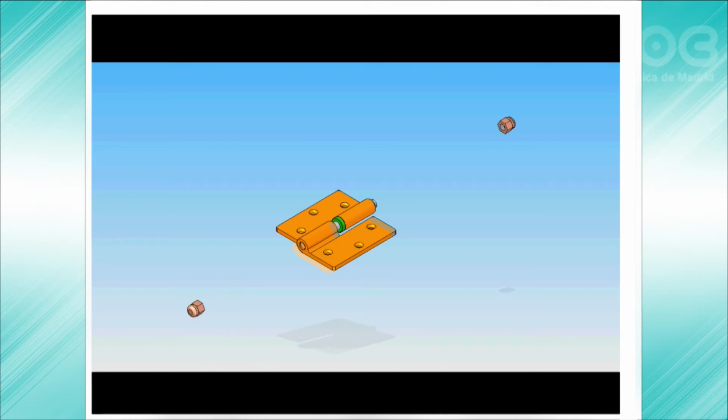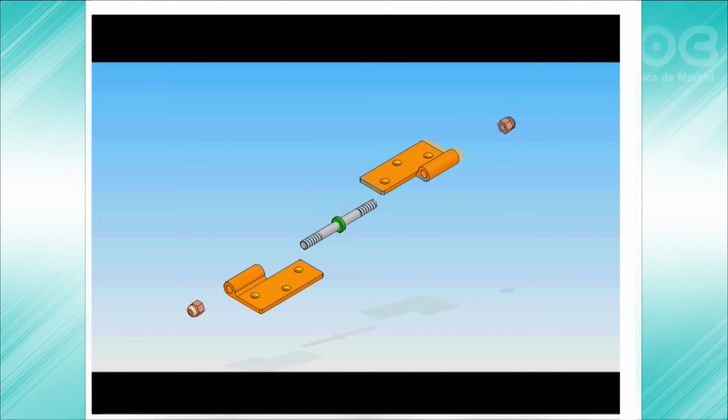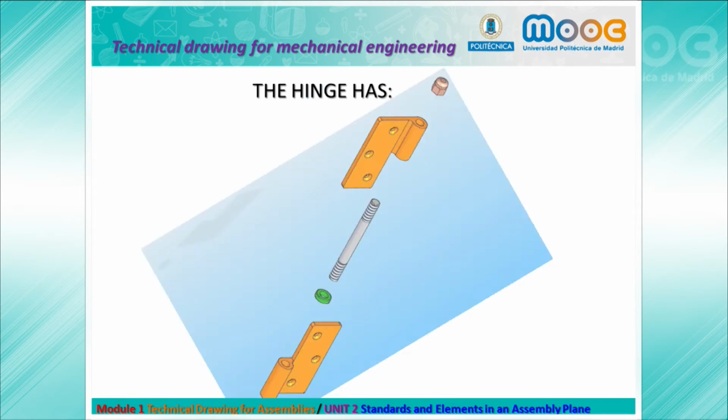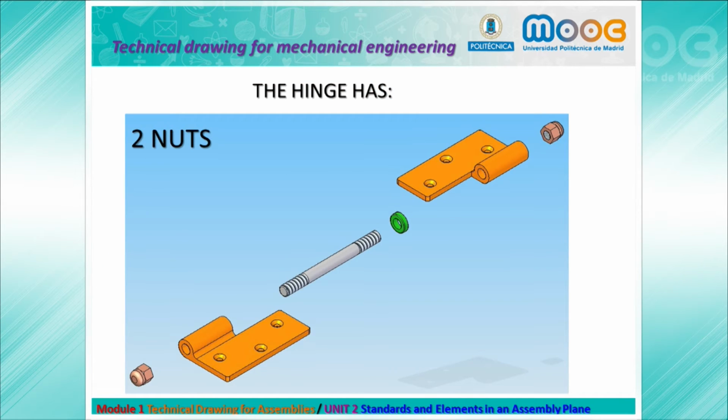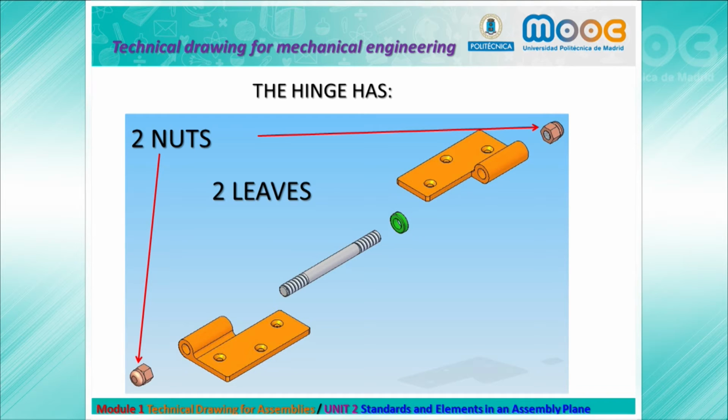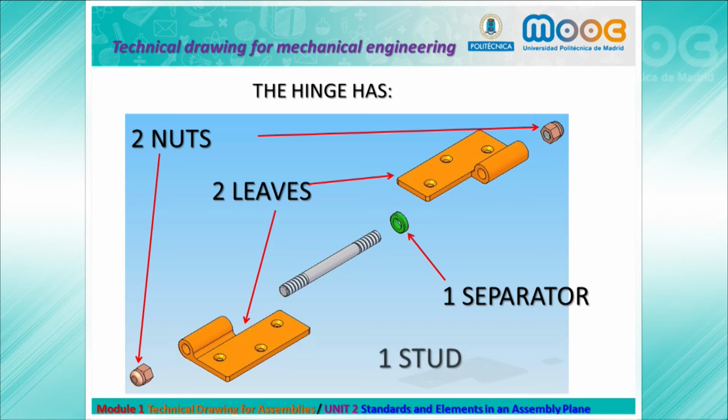We see here the parts of our hinge. The hinge has 2 nuts. We can see it has also 2 leaves. It has 1 separator and finally 1 stud.